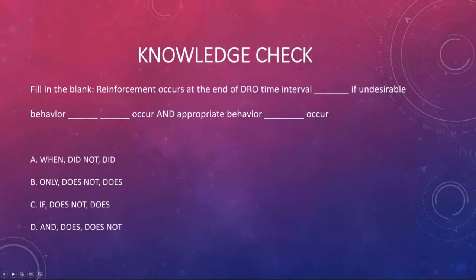Now, for a knowledge check for DRO, it's a fill in the blank. It says reinforcement occurs at the end of the DRO time interval blank if undesirable behavior blank occur and appropriate behavior blank occur. You can take a minute, pause, and answer this question. All right, so the answer would be B. You reinforce only if the undesirable behavior does not occur and appropriate behavior does occur.